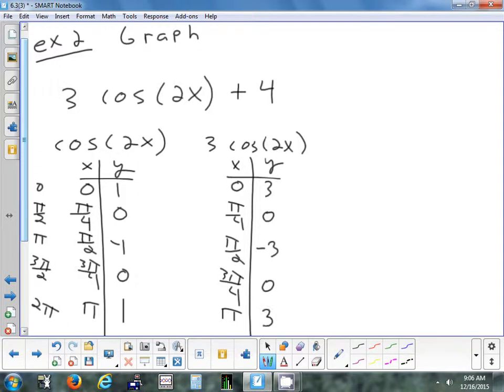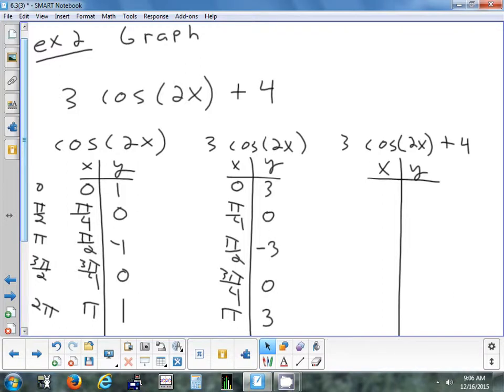All right, so now we've done the period change. We've done the vertical stretch. Fernando, what's the last thing I need to do? What's that? Yeah, the +4. And what kind of transformation is that? That's a vertical shift. Okay, since it's vertical, the x's are going to stay the same. So I'll just copy those.